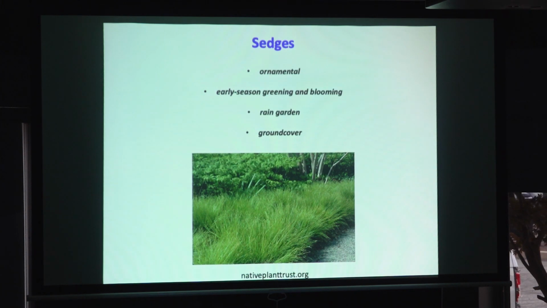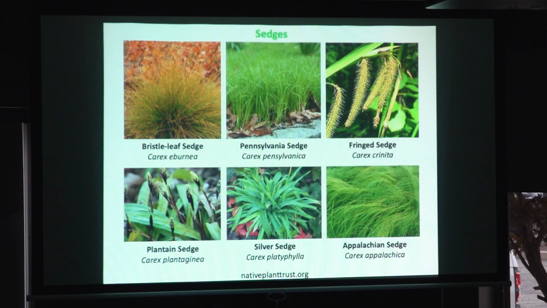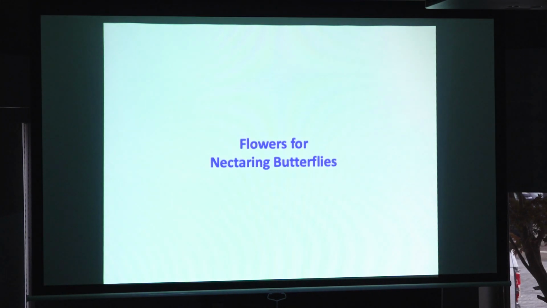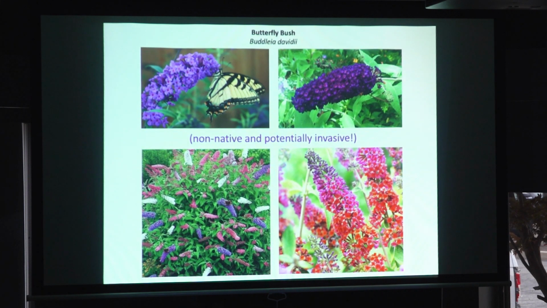Sedges are likewise useful for a variety of purposes. They do well in moist places often. You can even have a lawn of nothing but Pennsylvania sedge. And flowers for nectaring butterflies. Butterfly bush is non-native and potentially invasive, so I do not recommend it.